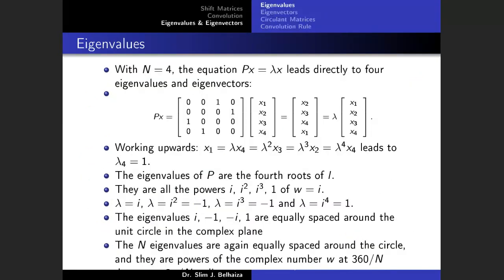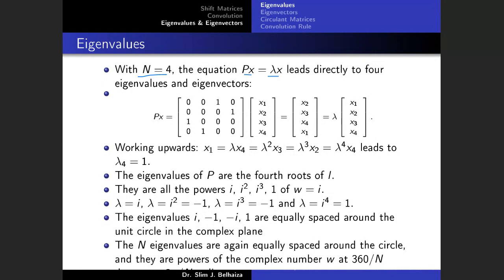Now, I'd like to continue with the new material, and this is how the material we are seeing in section 4.2 relates to the material we're seeing in section 4.1. And this is why, in fact, we shouldn't skip any section in this chapter at all. So now, let's try to compute the eigenvalues of this shift matrix P. With n equals 4, size 4, if you would like to find the eigenvalues, we need to solve Px equals lambda x.